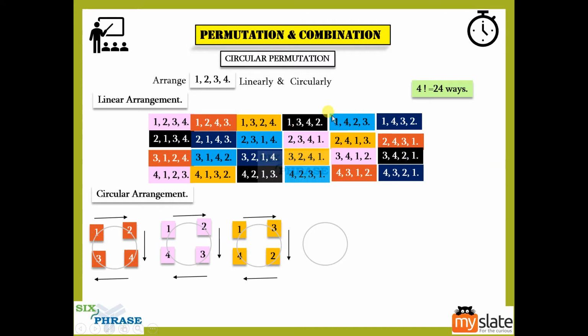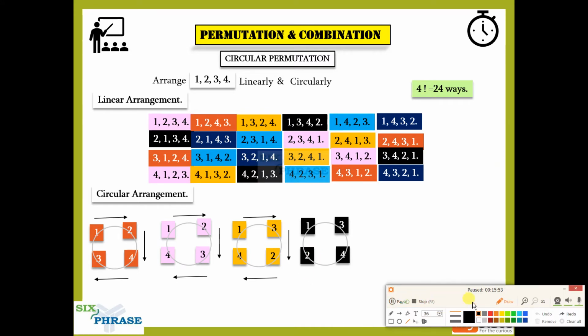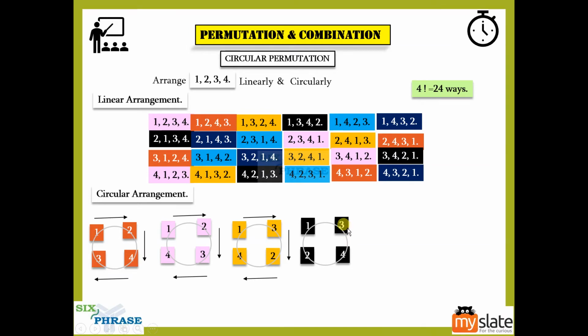Next I'll do 1, 3, 4, 2. So I'll start with 1, then 3, then 4, then 2. Right guys? Starting with 3, we get 3, 4, 2, 1, marked in black. Then 4, 2, 1, 3 is also marked in black. Then 2, 1, 3, 4 is also marked in black. So we are following the clockwise direction.